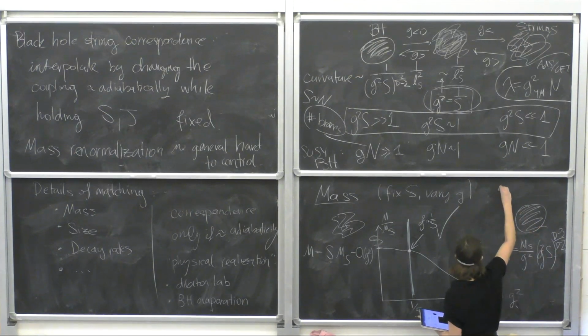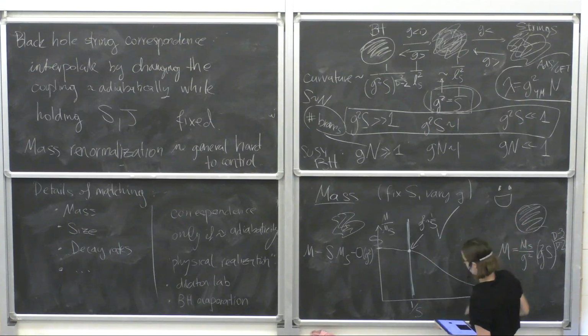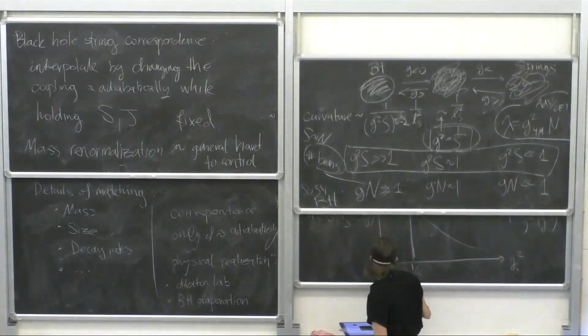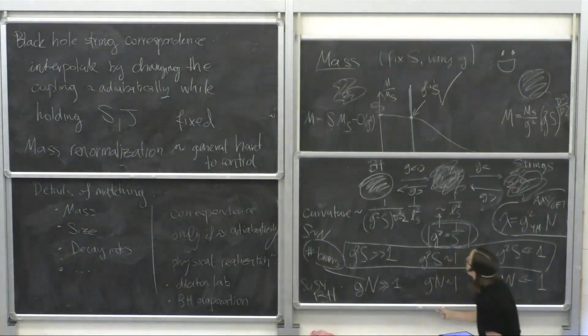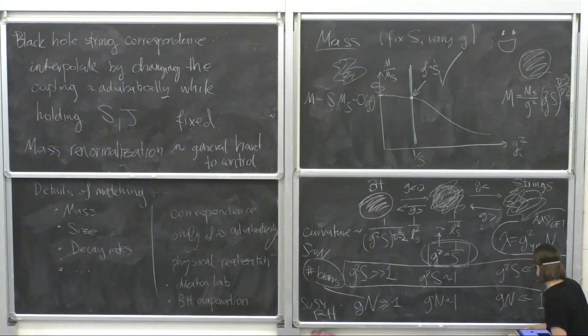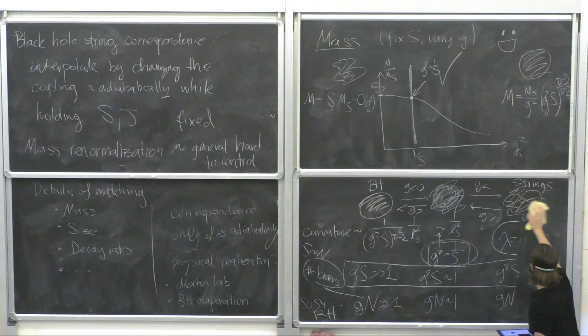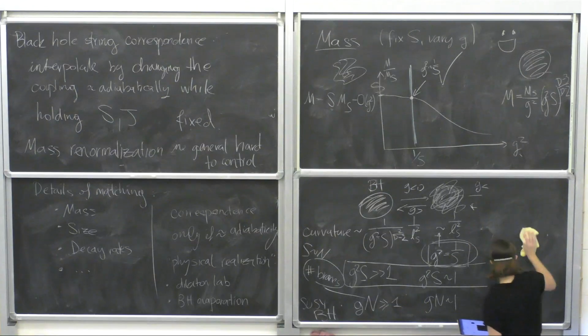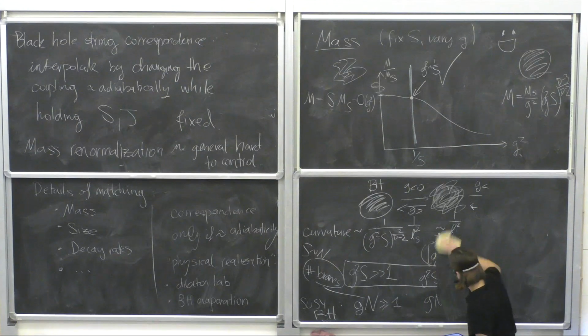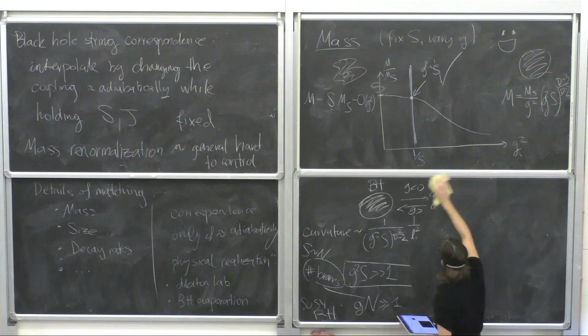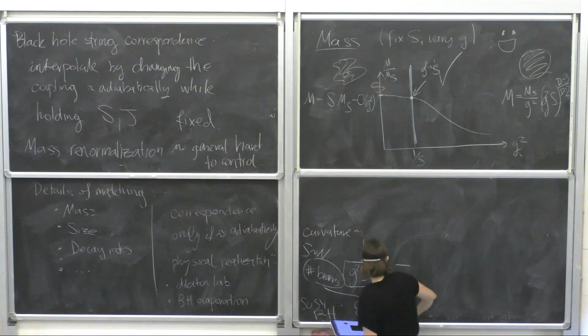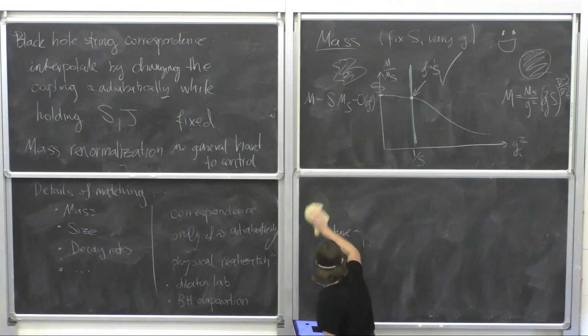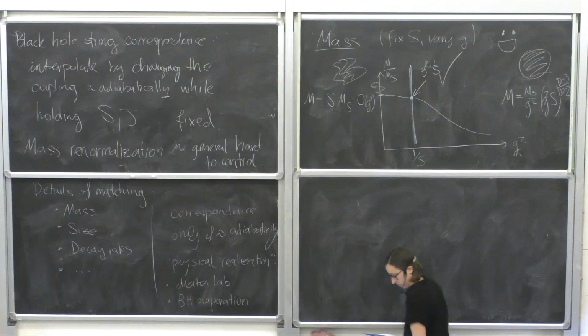Okay, so that's the first thing. We have checked that while we keep the entropy fixed and change the coupling, the masses of the string and the black hole smoothly agree at the correspondence point. Okay?